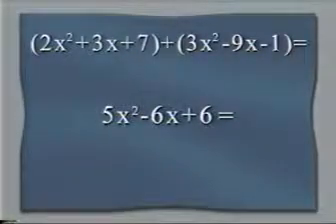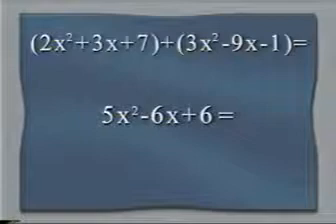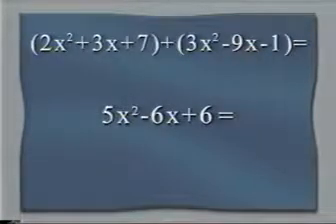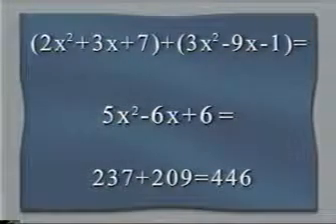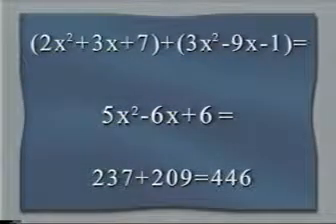In fact, any value of x will work, but x is 10 is easy because 5x squared minus 6x, that's 500 minus 60, is 440, plus 6 is 446. And indeed, if you replace the x with 10 in each of the 2 polynomials we added, we get 237 plus 209, and indeed, that equals 446. So we've checked our answer.